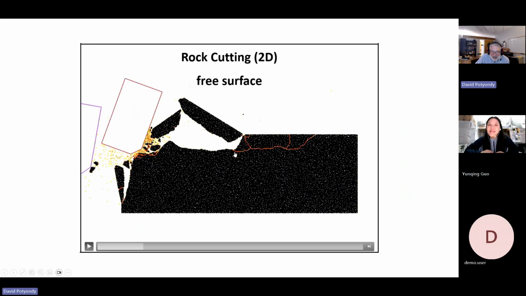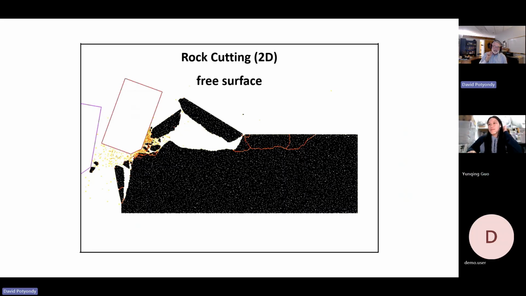Now every time a bond breaks, we're going to draw a little red line. And we're going to say that red line is showing us where it's broken. It's like a micro crack. And so what's happened here at this point is there's a whole bunch of broken bonds that have formed a big long fracture that looks like this.